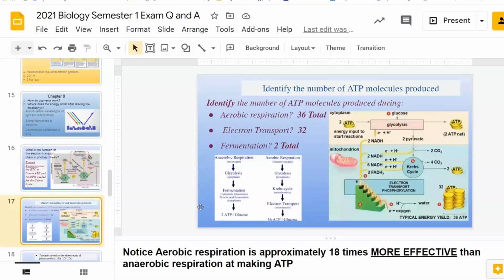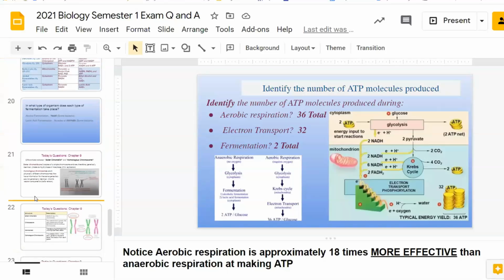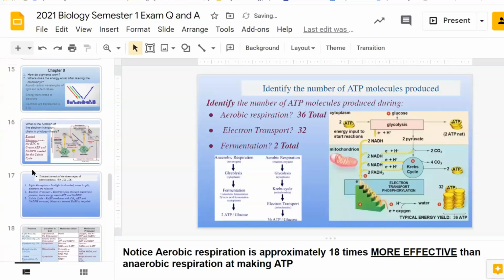So the Calvin cycle, you know what, this is a little out of order. So let me move this one down. Oh, well, not that far.